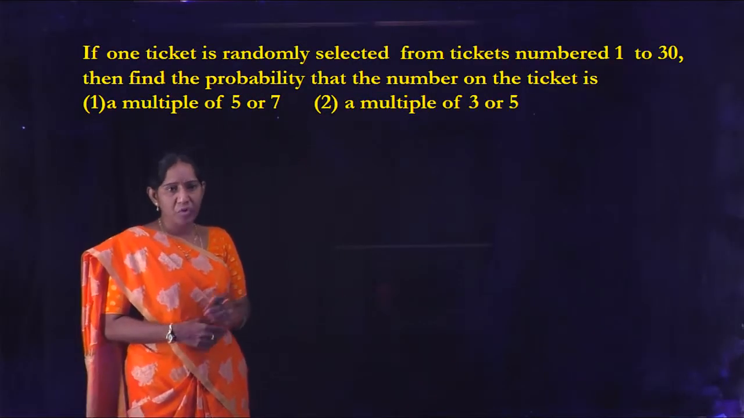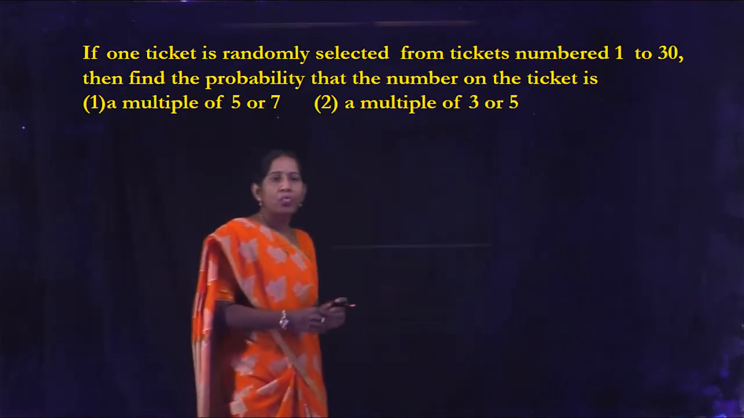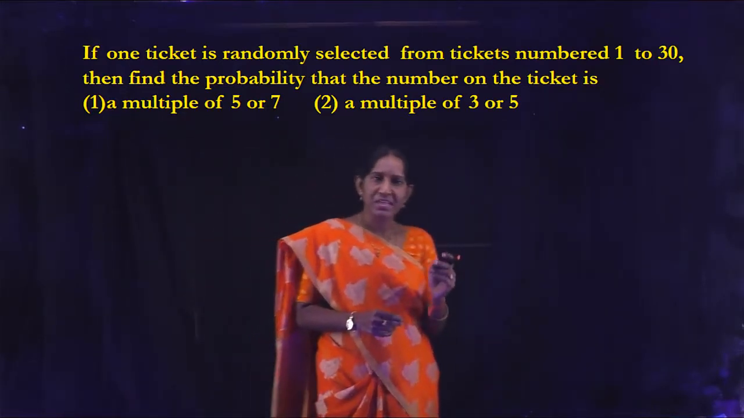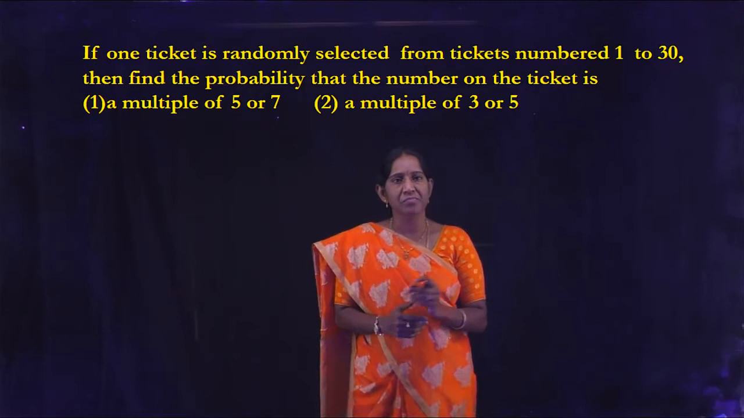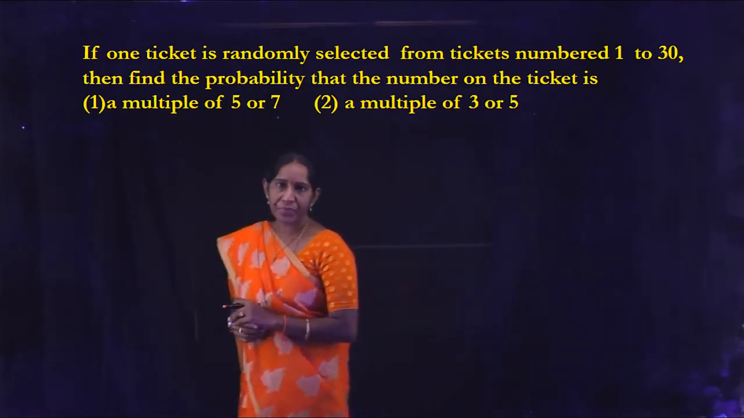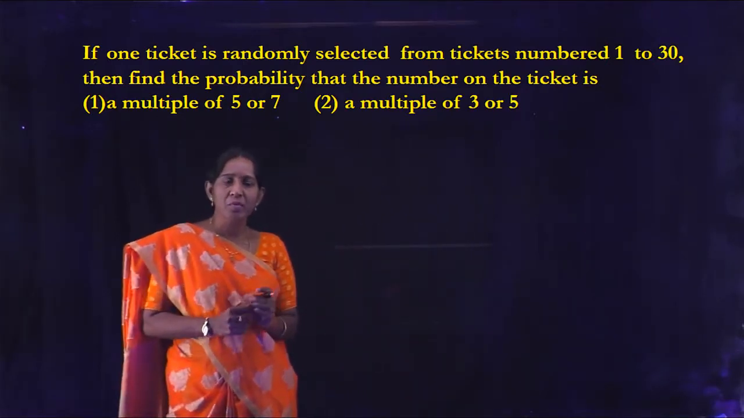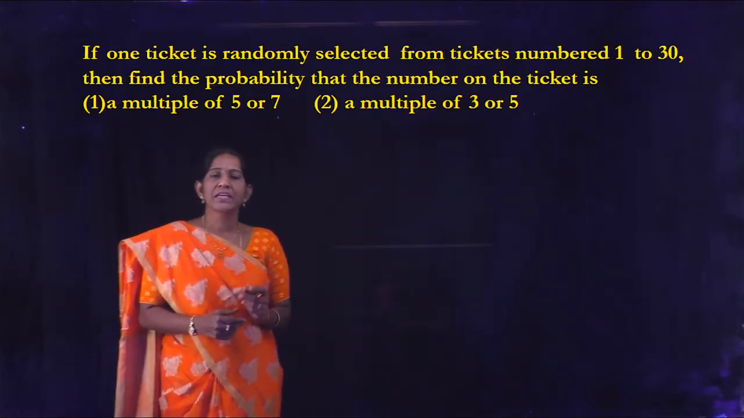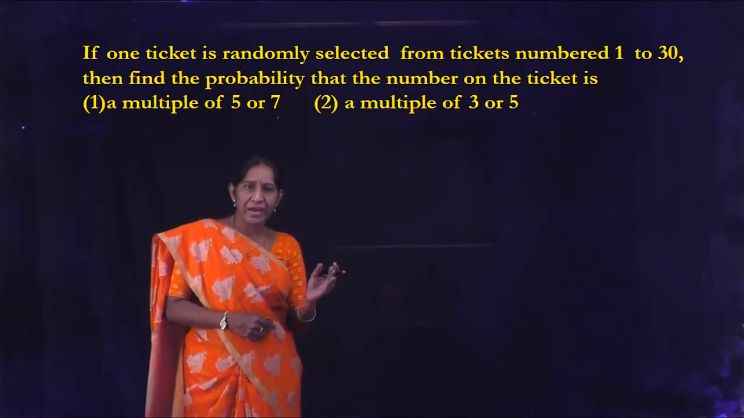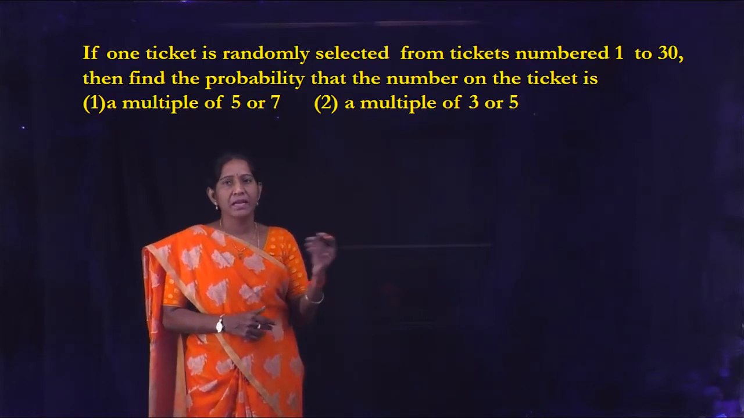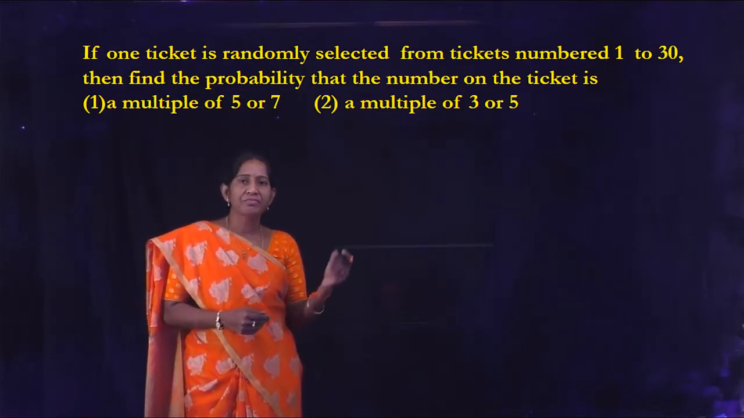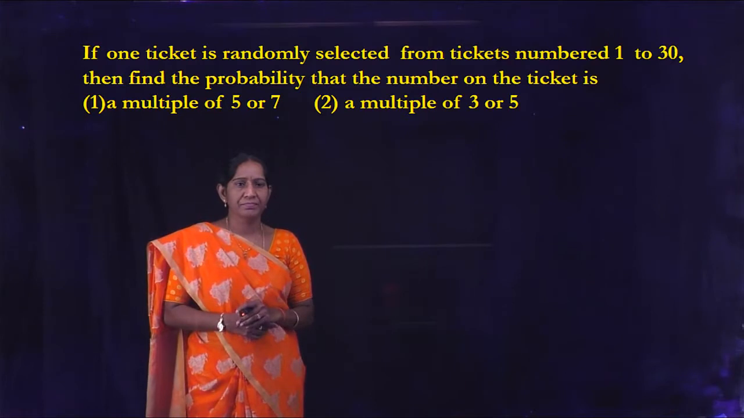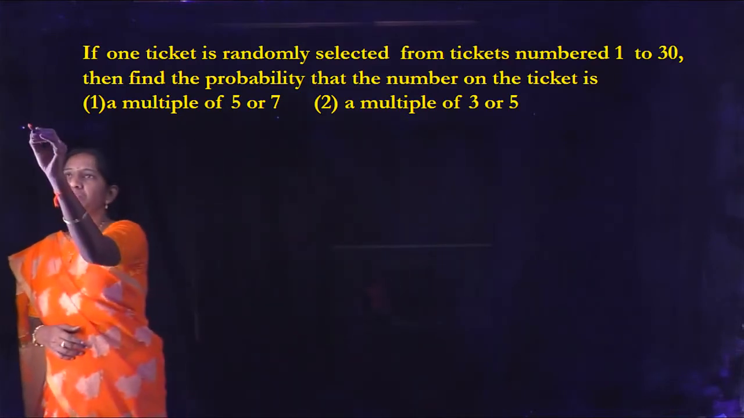See the given problem. If one ticket is randomly selected from tickets numbered 1 to 30, then find the probability that the number on the ticket is, first one, a multiple of 5 or 7, and second one, a multiple of 3 or 5. Come to the solution of this.